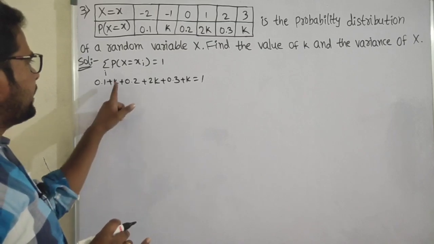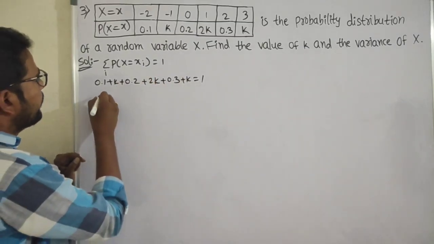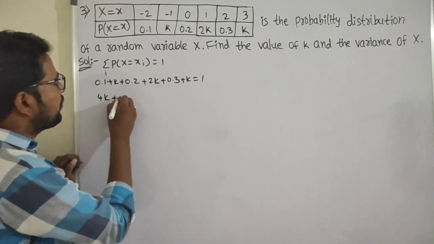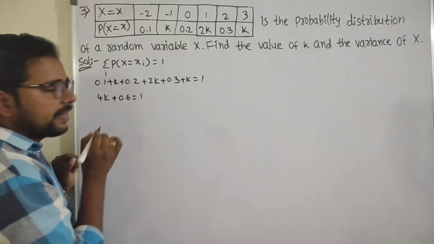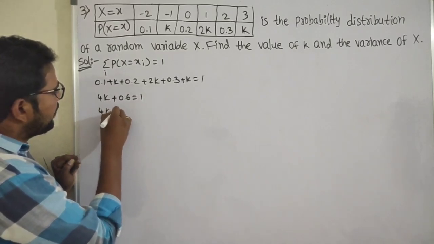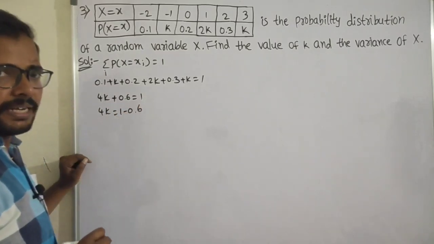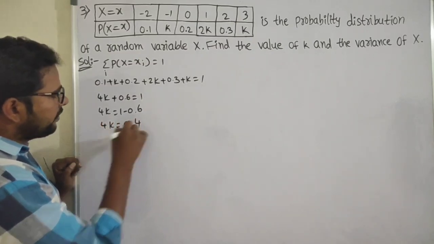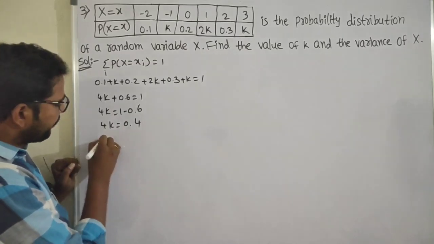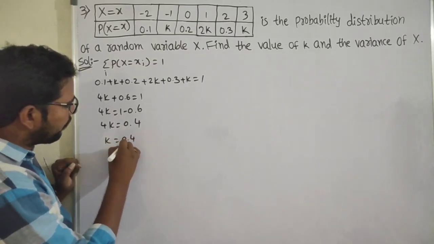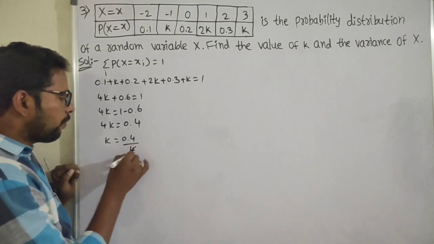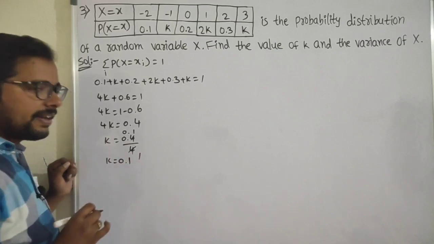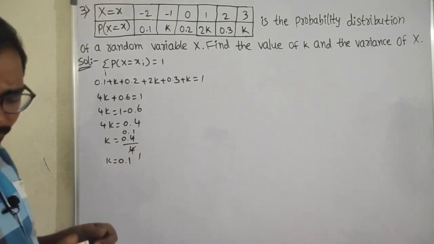Adding like terms, k plus 2k plus k is 4k. 0.1 plus 0.2 plus 0.3 is 0.6. So 4k plus 0.6 is equal to 1, and 4k is equal to 1 minus 0.6, which is 0.4. Dividing both sides by 4, k is equal to 0.4 by 4. So k is equal to 0.1. That is the value of k.